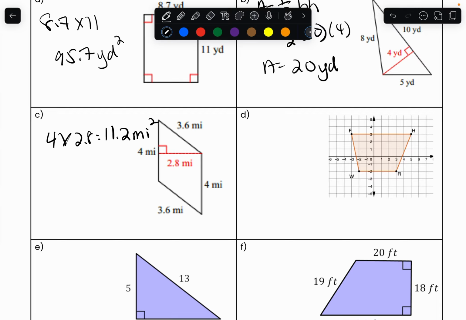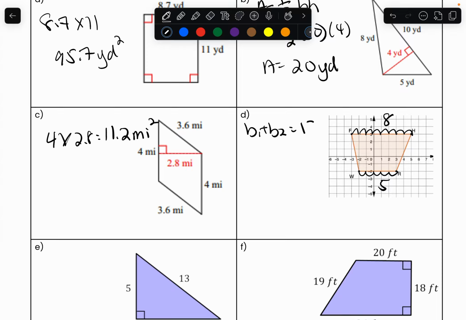Okay, next shape right here is going to be a trapezoid. Now for a trapezoid, we need to figure out the length of the top base and the bottom base. So we're just going to count it. On top we have 1, 2, 3, 4, 5, 6, 7, 8. So this is 8. On the bottom we have 1, 2, 3, 4, 5. So this is 5. So my base 1 plus my base 2 here will be a total length of 13 because 8 plus 5 will be 13.